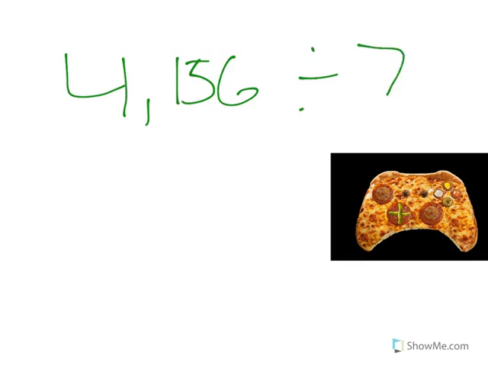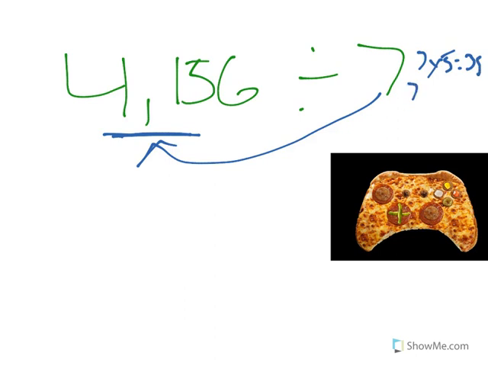We'll try one more. If I have 4,156 divided by 7, I'm going to do the exact same thing. I'm going to look at these first two numbers. 7 goes into 41 about how many times? And you can go over. So 7 times 5, I know, is 35. Not bad. 7 times 6 is 42. Whoa, we are close. Because 42 is just barely over, and we're okay to go over on this one. So 7 times 6 equals 42.